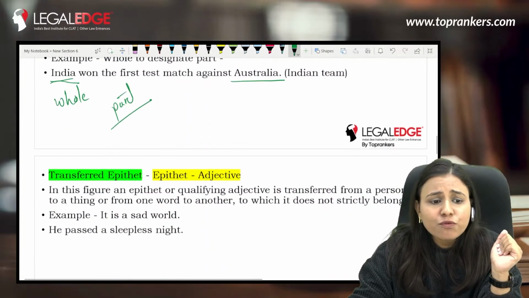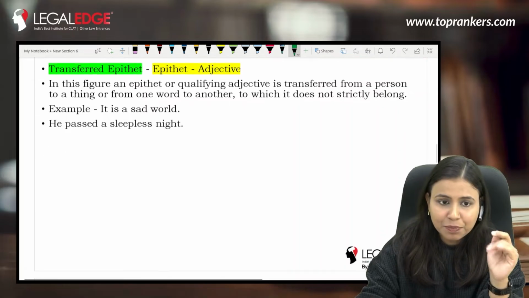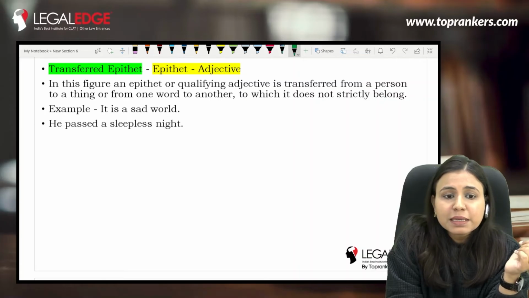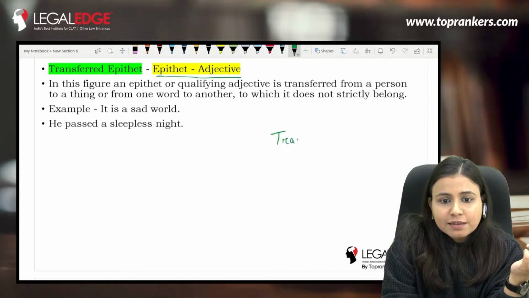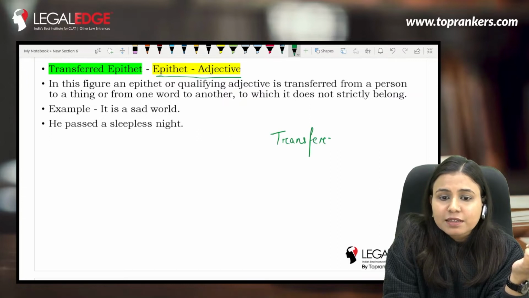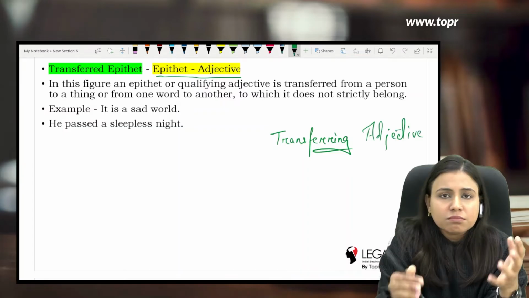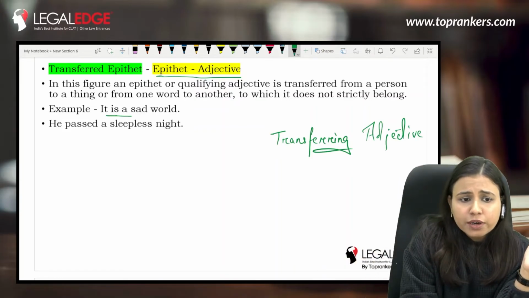Let's move to the fourth one of this kind, which is transferred epithet. Now, the very first thing we have to understand in this is that epithet means adjective. So you are basically transferring an adjective in this figure of speech. For example, it is a sad world. They are saying over here, it is a sad world.